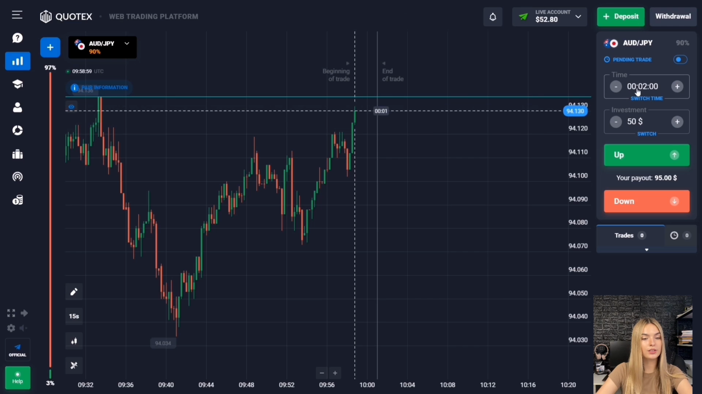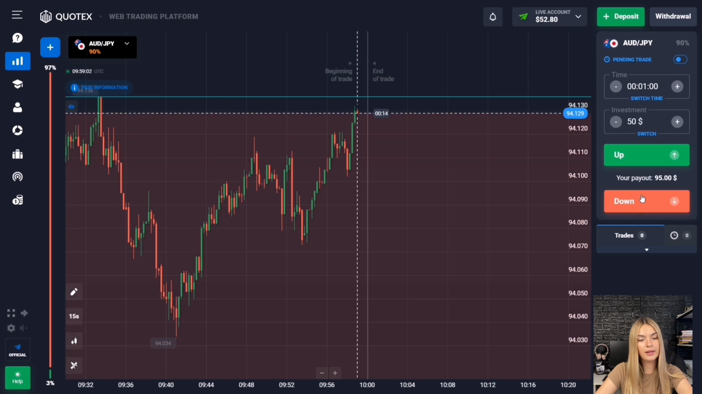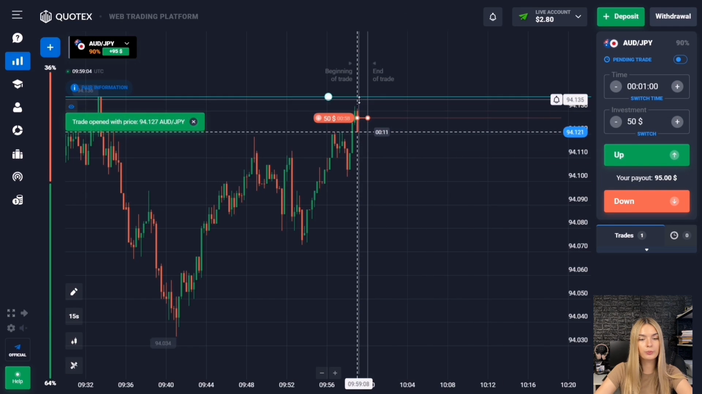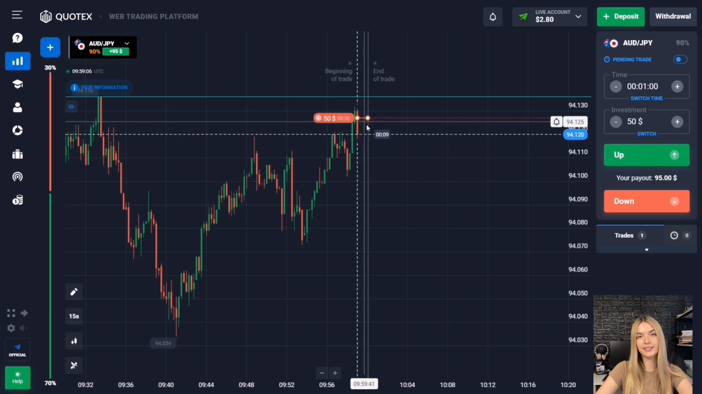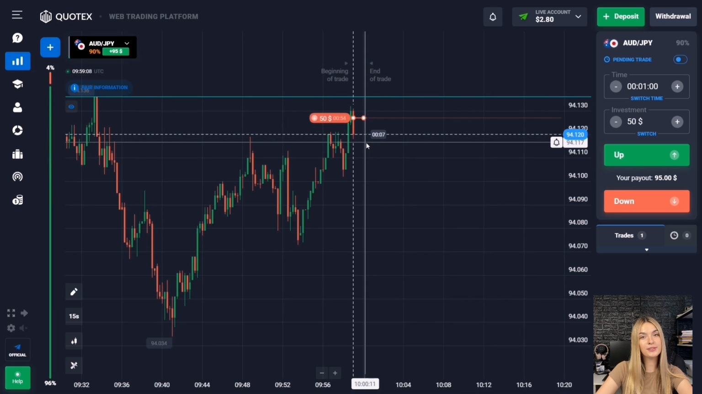I think that after the impulse movement to the level, there will be a corrective movement, at least a small pullback down, and 1 minute will be quite enough here. And so guys, let's wait for the end of our deal.